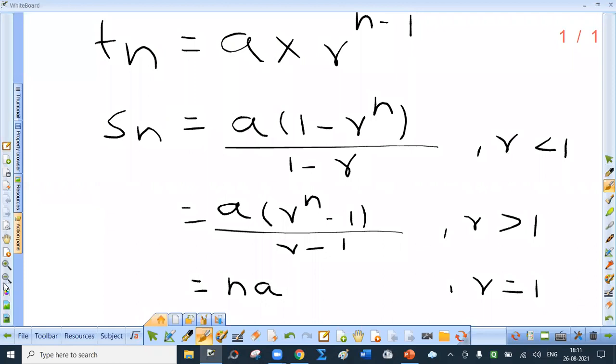Now sum number 8, we have to solve. Find 5 numbers in GP such that their product is 1024 and the fifth term is the square of the third term. Right, write it down.